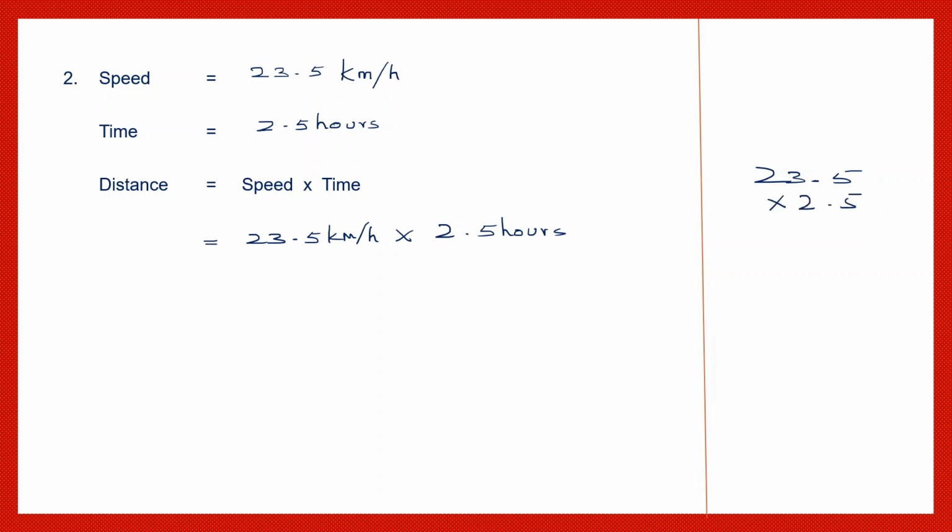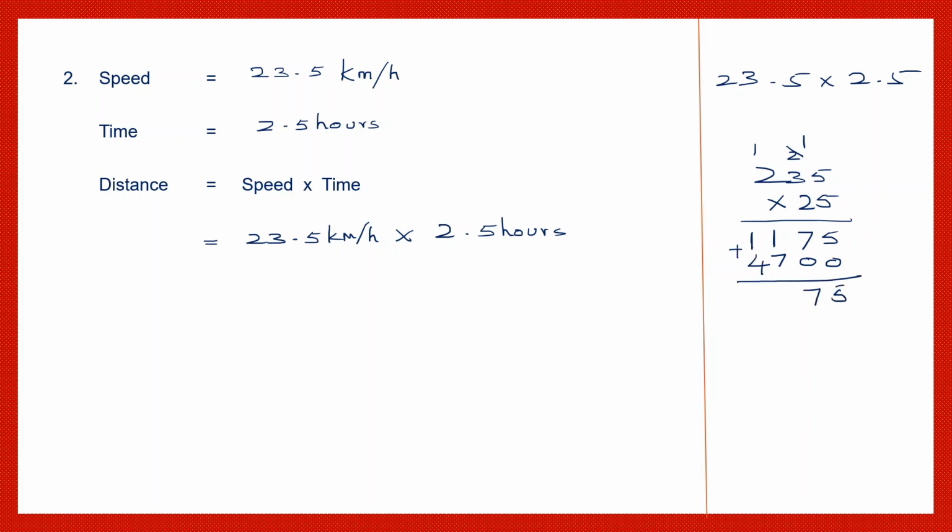So here we're going to ignore the point and multiply. So that becomes 235 into 25. Let's multiply. 5 5s are 25, carry 2. 5 3s are 15, 16, 17, carry 1. 5 2s are 10, plus 1, 11. Now second step, 2 5s are 10, carry 1. 2 3s are 6, plus 1, 7, and 2 2s are 4. Okay, so now we have 5, 7, 7 plus 1 is 8, 4 plus 1 is 5.